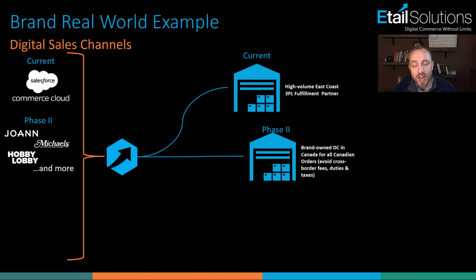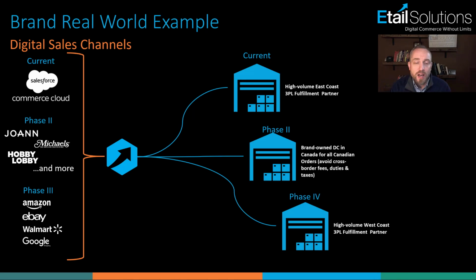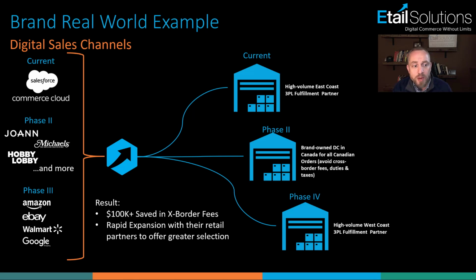Also, they have a DC in Canada that's capable of fulfilling orders, but they've never routed orders there. And so they've been paying a lot of extra fees across the border to ship orders into Canada. They're going to be avoiding that now. The next step then would be adding their sales channels or their major marketplaces, as well as demand dictates, they'll be adding more facilities to their network and lowering their overall fulfillment cost. So the result is literally over 6 figures in savings by avoiding cross-border fees. They'll be able to expand rapidly with their retail partners. And quite frankly, they haven't even tapped their D2C potential based on what they sell.